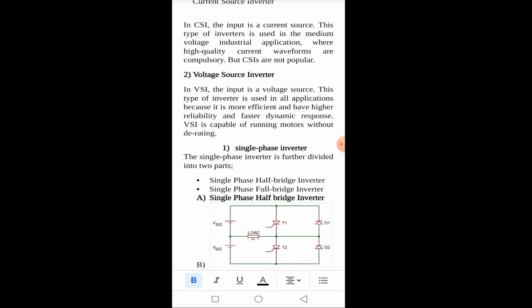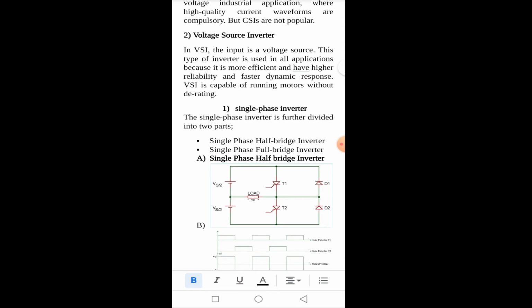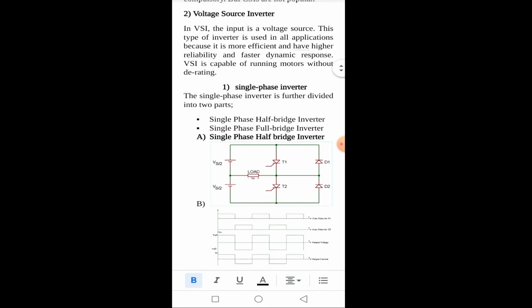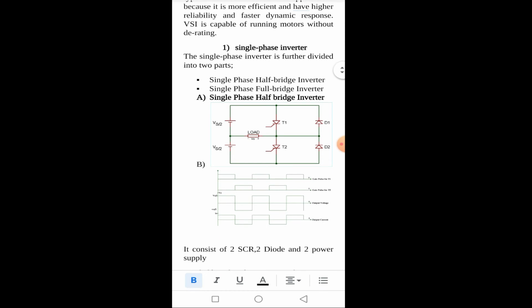The first type of voltage source inverter is the single phase inverter. Single phase inverter is further classified as single phase half bridge inverter and single phase full bridge inverter. First let us see about the single phase half bridge inverter. It consists of two SCRs and two diodes in parallel to the SCRs. It also requires a 3-wire supply and two supplies.